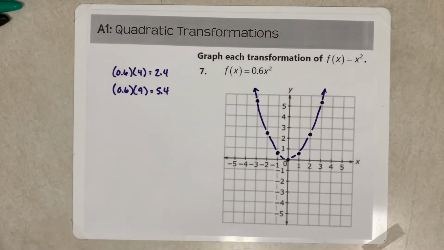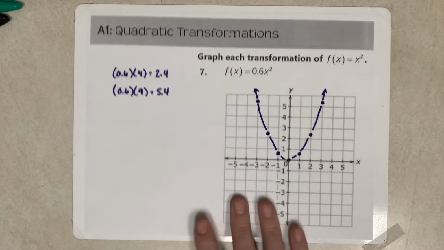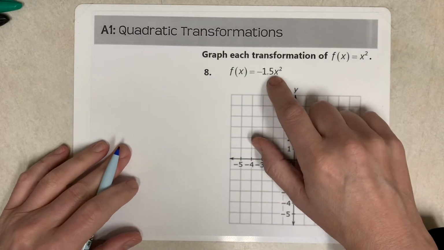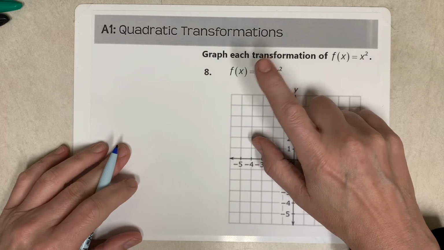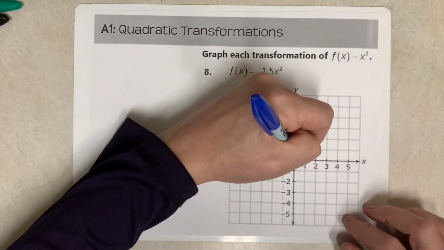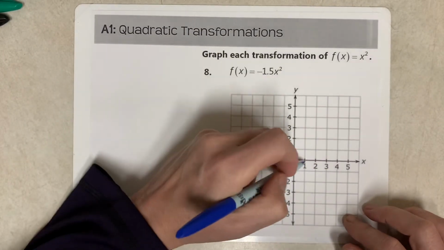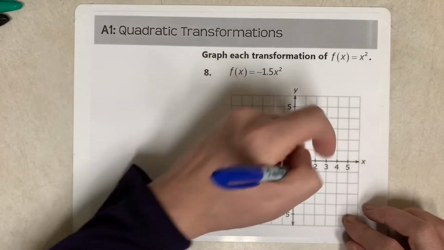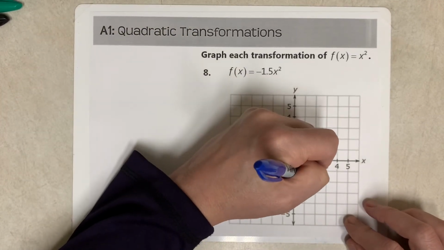And that's a pretty good looking graph. Okay, this one is going to be negative 1.5, so it's going to be narrow and it's going to be flipped across the x-axis. So here we go with this one. Start at the origin. It used to be over 1, down 1, but now everything is being multiplied by 1.5, so it's going to be over 1, down 1.5.